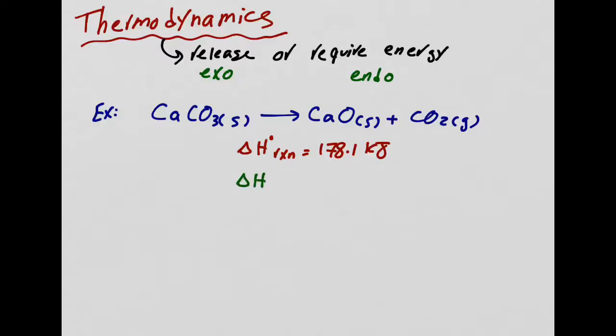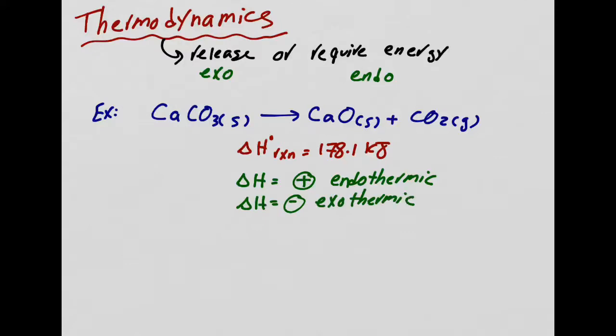When the delta H is positive, the reaction is endothermic. That means it requires energy. If a delta H is negative, the reaction is exothermic. That means it will release energy. So this is key. So here's the reaction. My reaction is endothermic. Now, if I have a beaker and this reaction is going on, what does this mean?